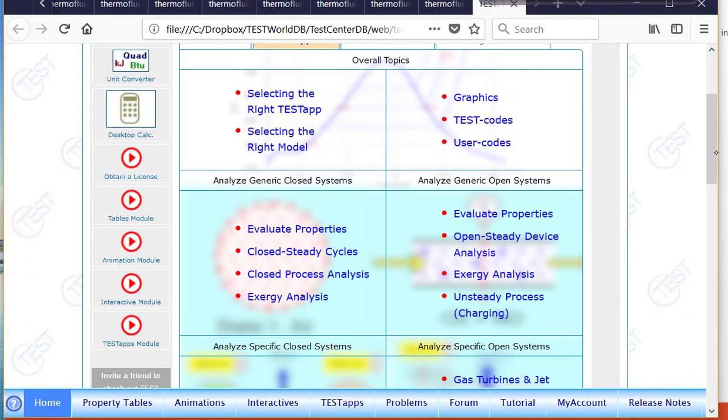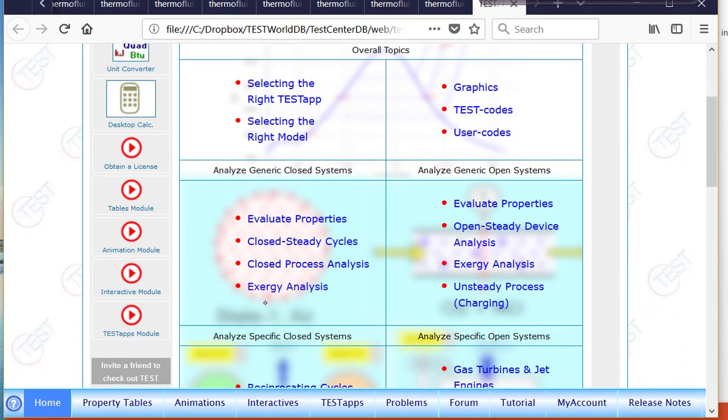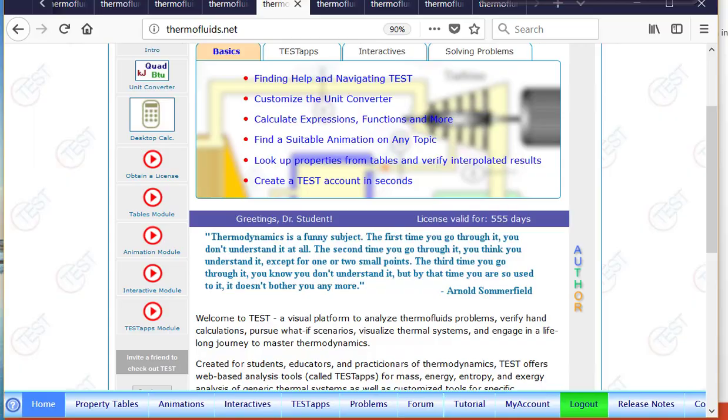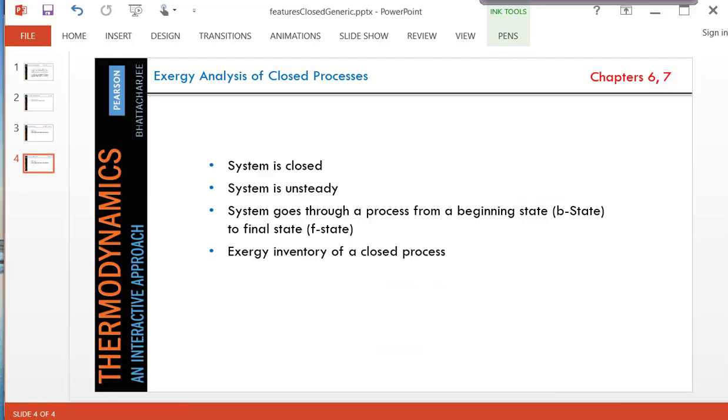In this video, we are going to do exergy analysis of a closed process. Obviously, an understanding of a closed process analysis is needed before we can perform an exergy analysis. In fact, we'll take the same problem that we analyzed in that video and expand that to include exergy analysis. Exergy is covered in chapter 6 in the textbook.